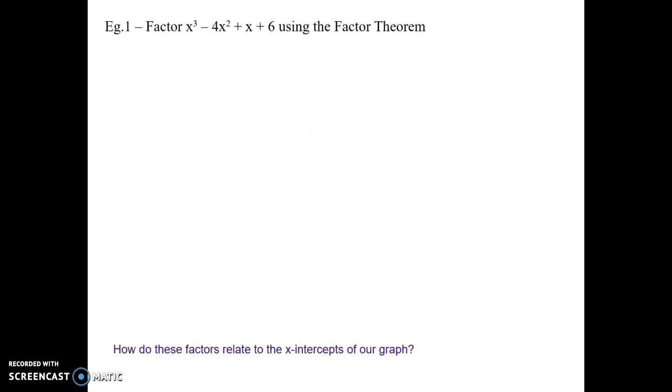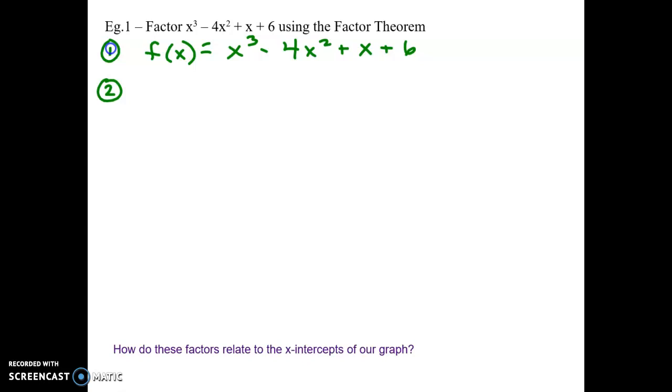So let's try this example. It says factor x cubed minus 4x squared plus x plus 6 using the factor theorem. Now, again, I prefer using synthetic division. So step 1 says write it out. So we're going to write it out in function notation. So f of x equals x cubed minus 4x squared plus x plus 6. Step 2 is we're going to find some constants that are related using the integral factor theorem.